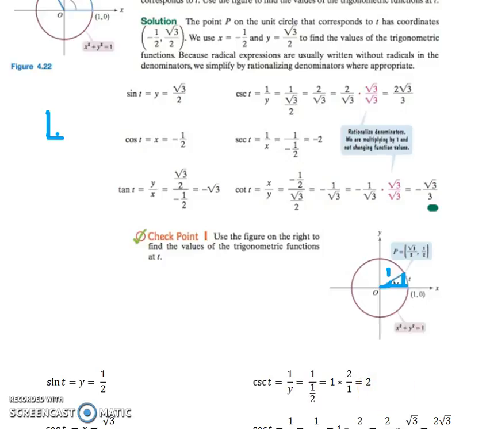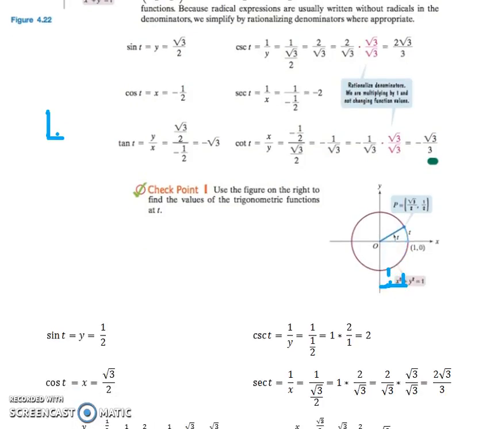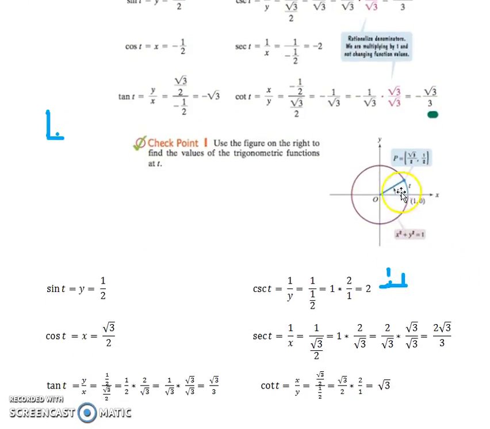Your cosine is this side right here, the adjacent side over the hypotenuse, which is 1. So that would be the square root of 3 over 2 over 1. The secant would be the reciprocal of that. So 2 over square root of 3, but you got to fix that. So we multiply by square root of 3 again.